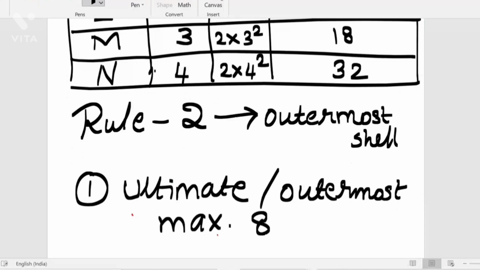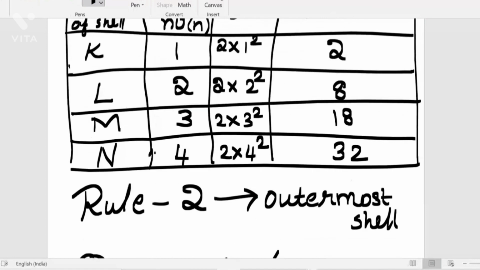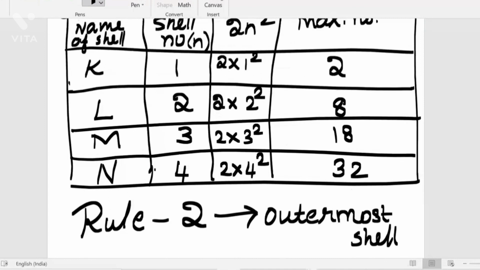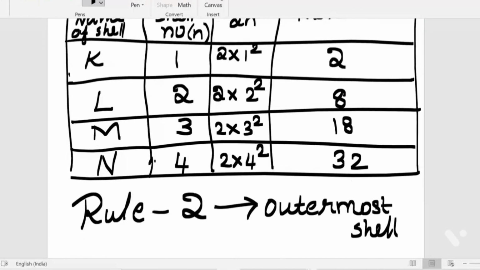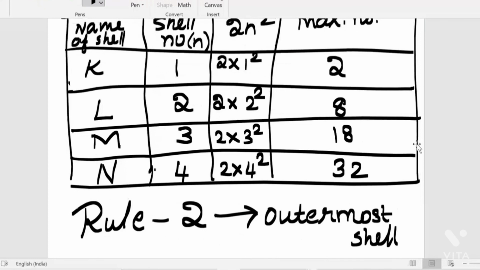What is the maximum capacity of electrons for this? Maximum, it is 8. It should not exceed more than 8 electrons. But here in the first case, it depends on the number of electrons in each atom. You can just calculate and see how many electrons can be occupied.